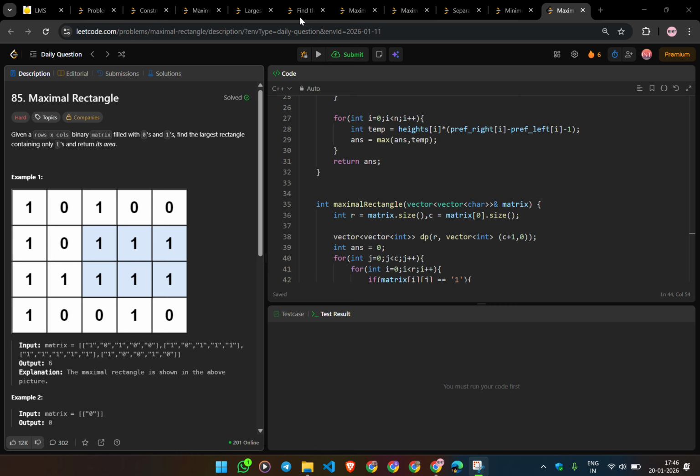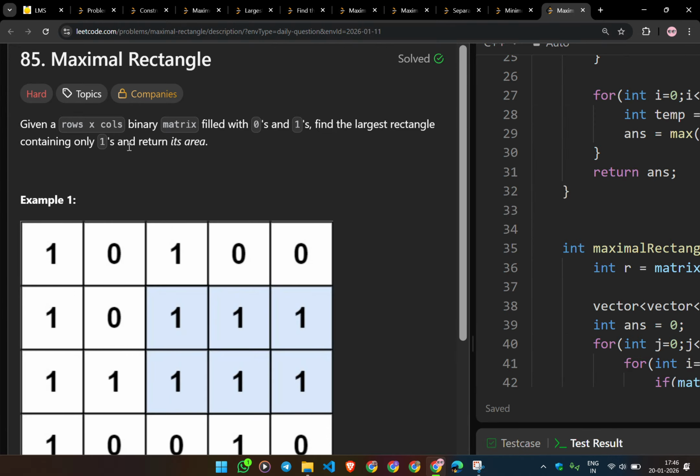Hello guys, today we will see the LeetCode problem number 85, which is Maximal Rectangle. Let's see what the problem wants to tell us. Given a rows by columns binary matrix filled with zeros and ones, find the largest rectangle containing only ones.